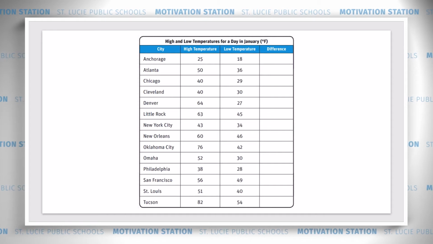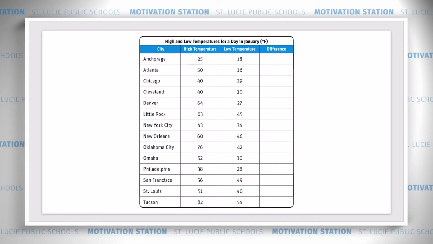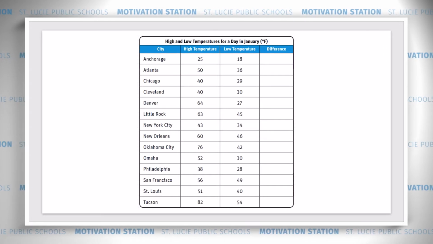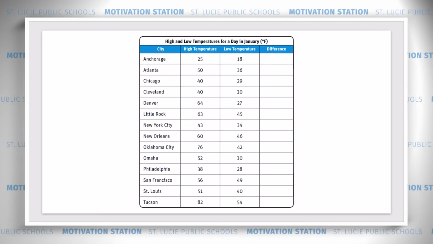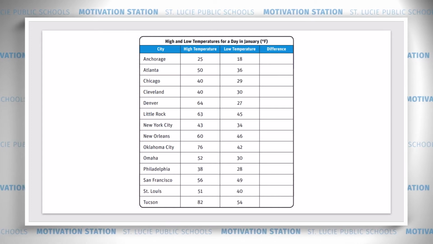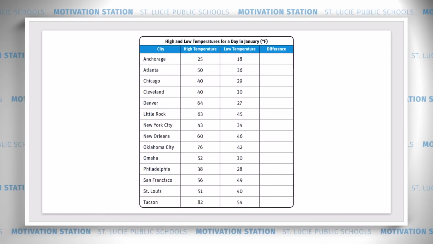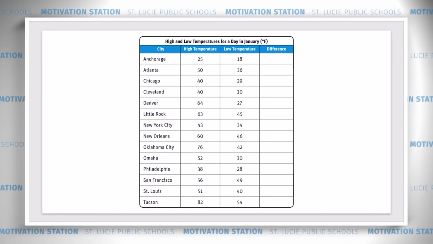Anchorage, that's up in Alaska. They had a lower temperature. Denver's low is 27 degrees. What other ones? Ooh, Philadelphia. Philadelphia's low temperature is 28 degrees.